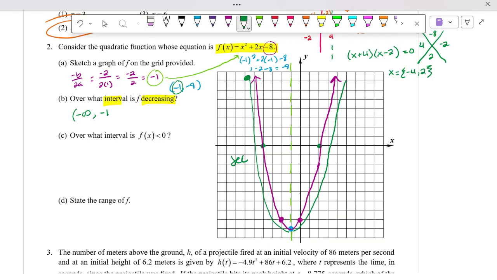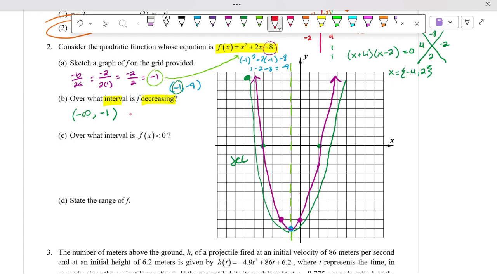Now, do I use a parenthesis or a bracket for that? Nope. We use a parenthesis. Why? What's true about a turning point? It's neither decreasing nor increasing. So we cannot say for a fact that -1 is also decreasing. So because of that, we have to use a parenthesis.